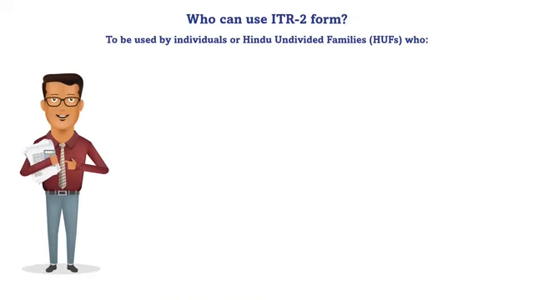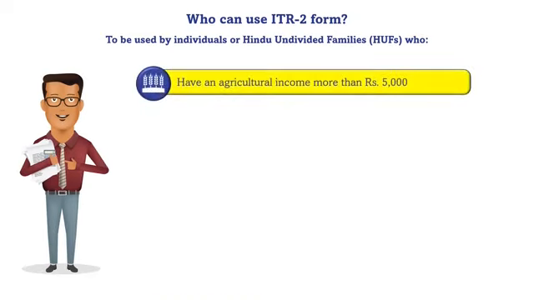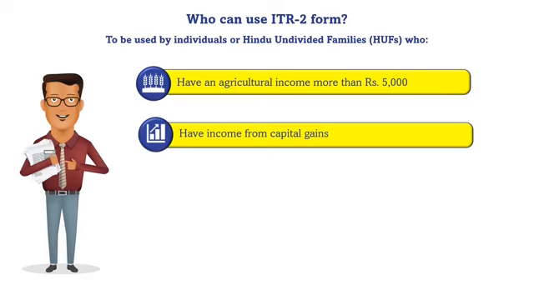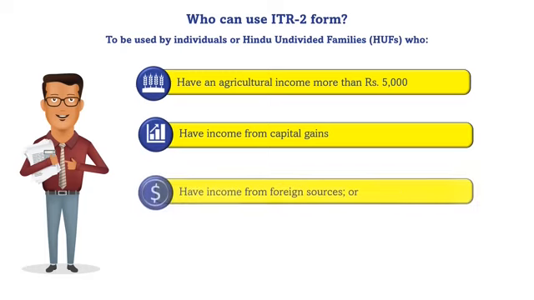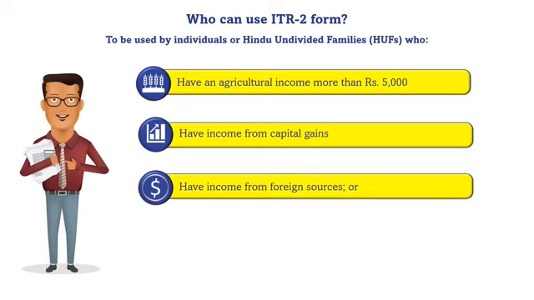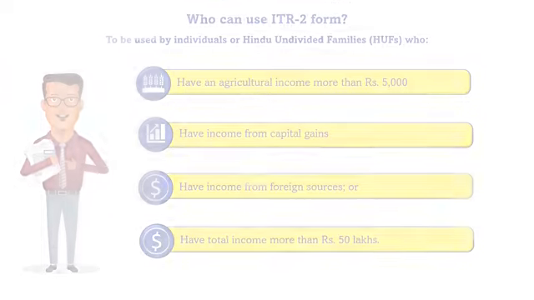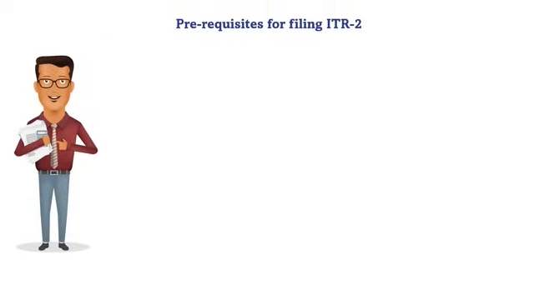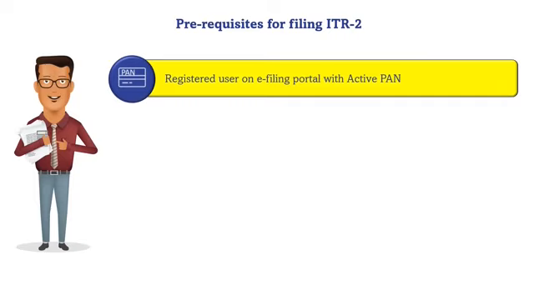The form can be used by those individuals or Hindu undivided families who have agricultural income of more than Rs 5,000, who are having income from capital gains, income from foreign sources, or those who are having total income more than Rs 50 lakhs. In order to file Form ITR-2, you should be a registered user on the e-filing portal, and it is advisable that the status of your PAN is active.